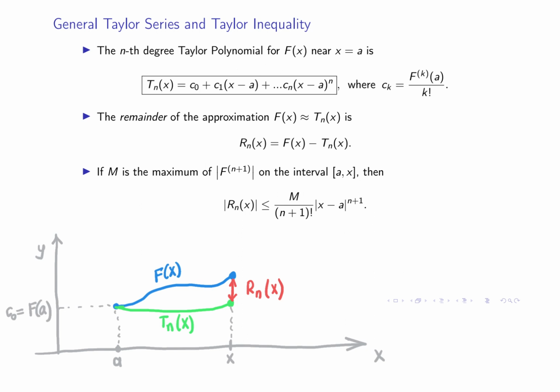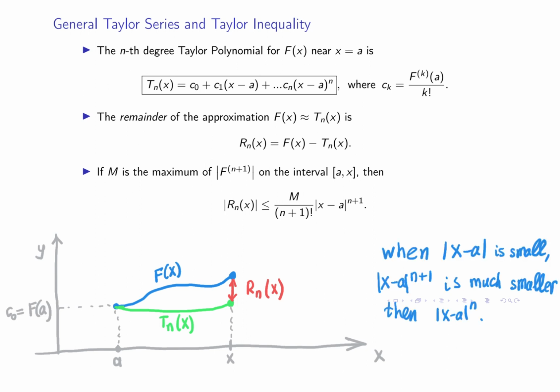This is remarkable because if x minus a is small, then x minus a raised to n plus 1 is going to be much smaller than any lower power of x minus a. So when x is very close to a, the error estimate is going to be much smaller than the value returned by the Taylor polynomial itself.